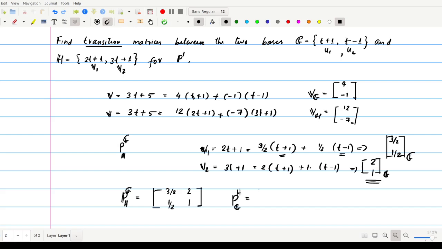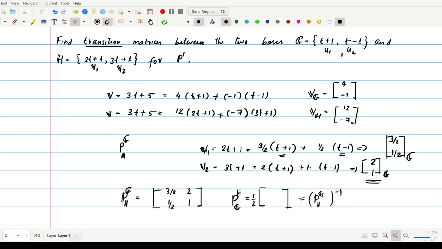How do you get this matrix? That is nothing but the inverse of this matrix, PHG inverse. So first of all, you find the inverse of this matrix. The determinant of this matrix will be 3 by 2 minus 2 times half, that is 1, so this is 1 by 2.